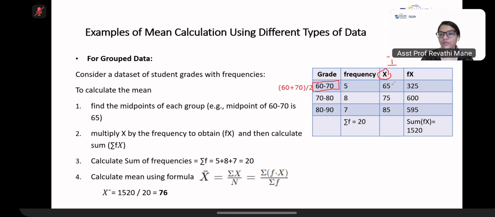Okay. So this is how you calculate the midpoint. First midpoint. Second, what do you have to do? 70 plus 80 divided by 2. You will get midpoint 75, and 80 plus 90 divided by 2, 85.